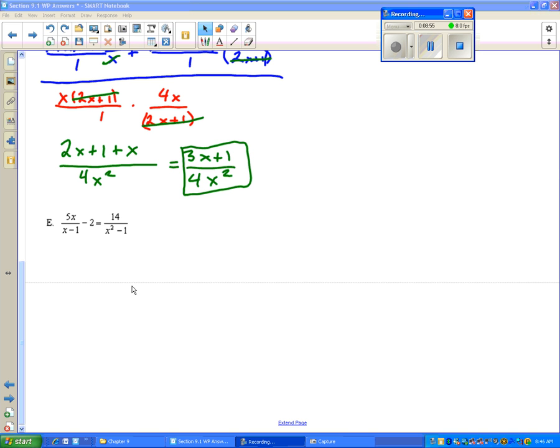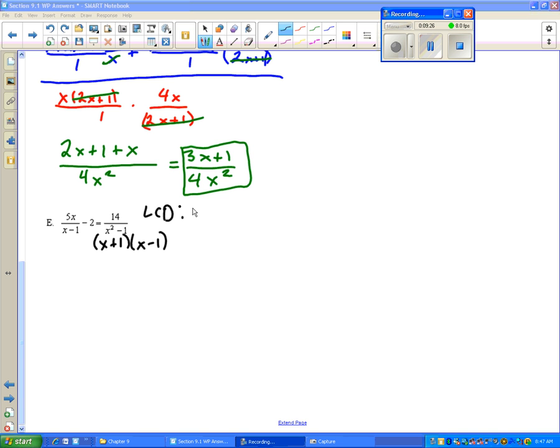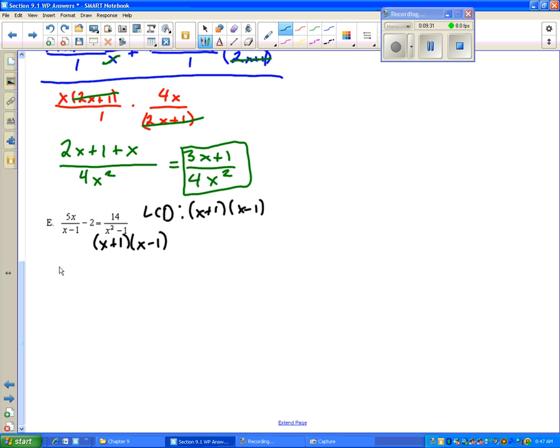So this is letter E. I moved this down to an area so I had a little more room. I am solving for x because it's an equation. My goal here is to cancel out all my denominators. So the first thing I need to do is factor x squared minus 1 to x plus 1 times x minus 1. That's factored. This here, x minus 1, is factored. So my LCD is x plus 1 times x minus 1.